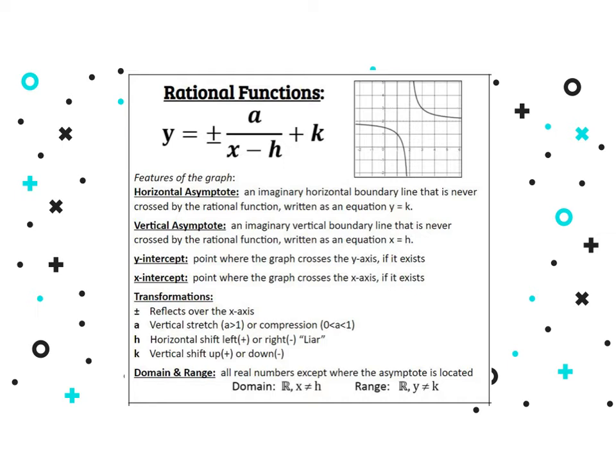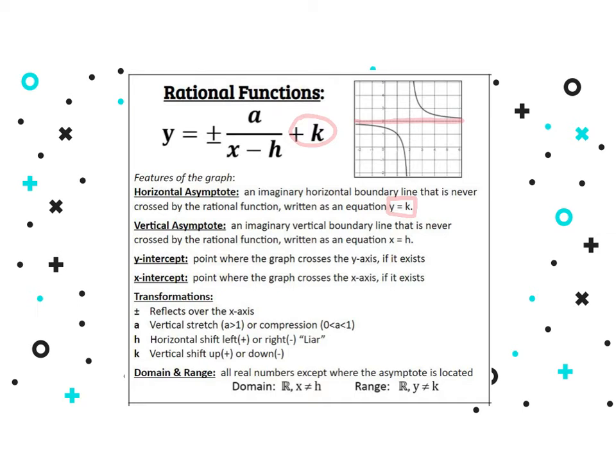The domain and range for a rational function is always all real numbers except where the value is equal to the asymptote. Now, in a rational function, we have a horizontal asymptote, which if you look here on this picture, it's here. And that is the line that the graph approaches but never touches. Horizontally, that line is where y equals 2. And so this is y equals k. And whatever the k value is, that tells us what our asymptote is.